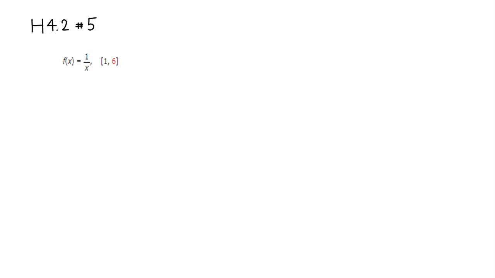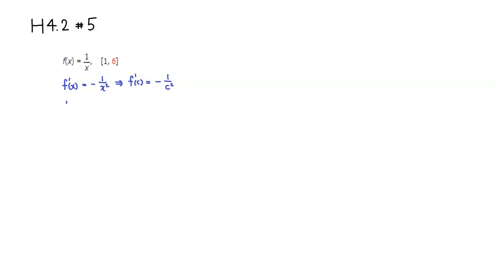So we take the derivative. f prime of x, this is x to the negative 1, so the derivative is negative 1 over x squared. And then f prime of c would be just negative 1 over c squared, right?